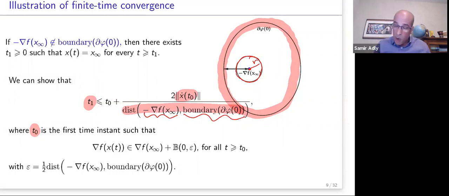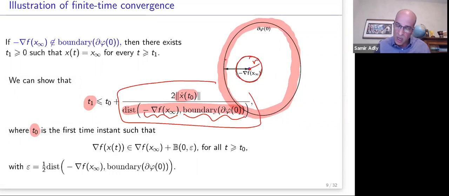If this point is close to the boundary, it means that this distance goes to 0. Then we will have convergence. It could be convergence in infinite time, because this will go to infinity, okay? If you are close enough to the boundary, okay?